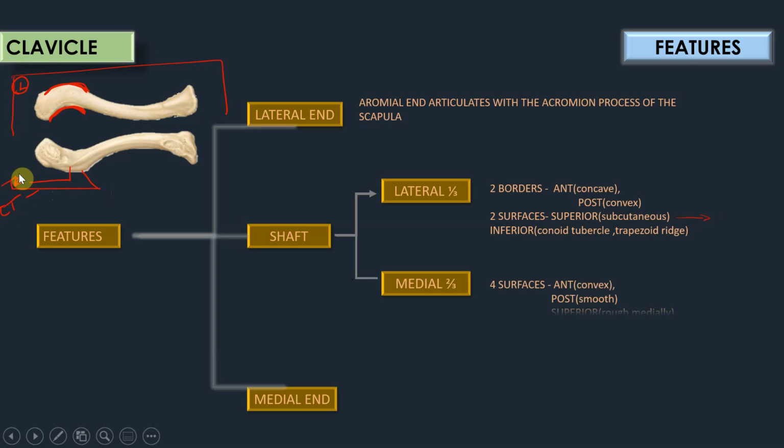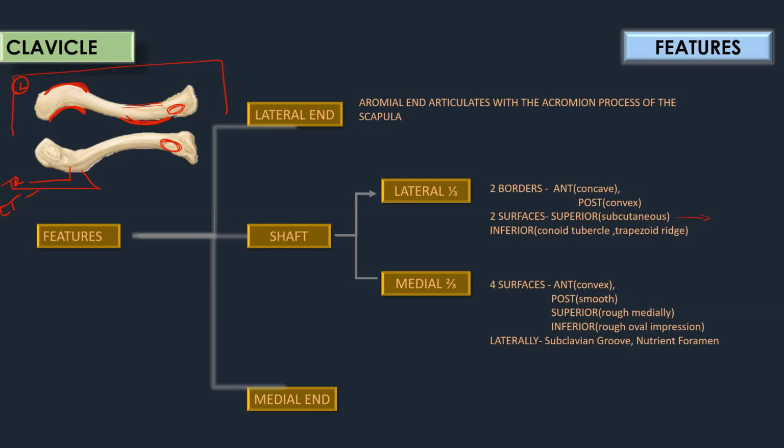Now, in the medial 2/3, we have four surfaces. Anteriorly, it is convex. And posteriorly, it is a smooth border. Superiorly, it is rough medially. And inferiorly, there is a rough oval impression, about which we will see again. As we can see here, there's a rough oval impression inferiorly.